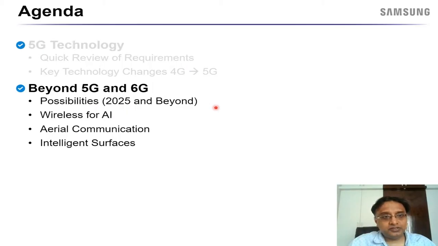With that, we come to the section on beyond 5G and 6G. Over here, we'll first discuss the kind of requirements that the future has for wireless communication. And then we'll look at some enabling technologies. Specifically, we'll deep dive into aerial communication and intelligent surfaces, and I'll briefly touch upon wireless for AI. While we speak a lot about AI in general and the applications of AI in wireless, in this talk, I'll focus a little on what wireless can do for AI, in that sense, like how edge computing and decentralized AI work and what it means for wireless communication to enable that to happen.